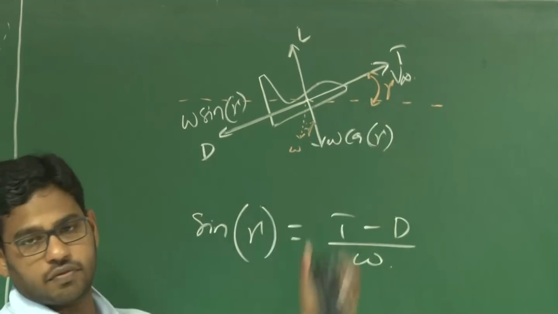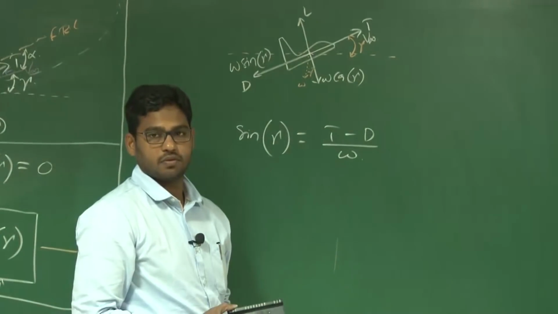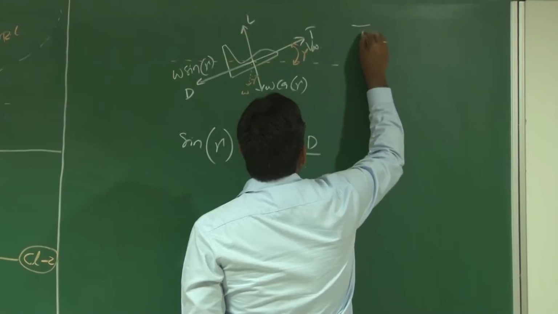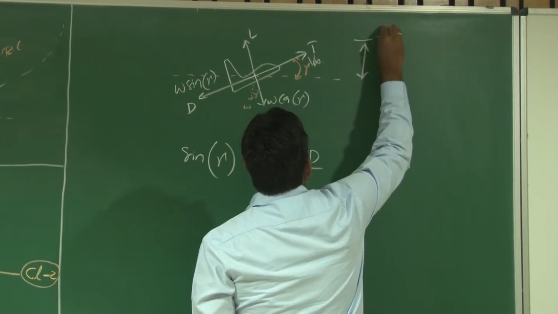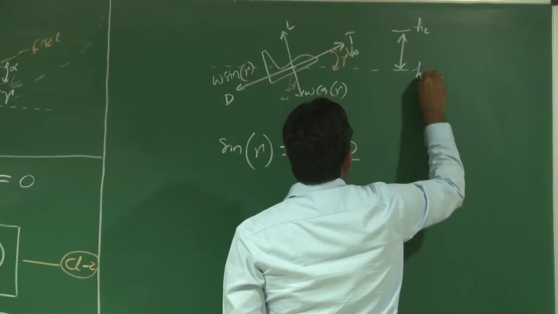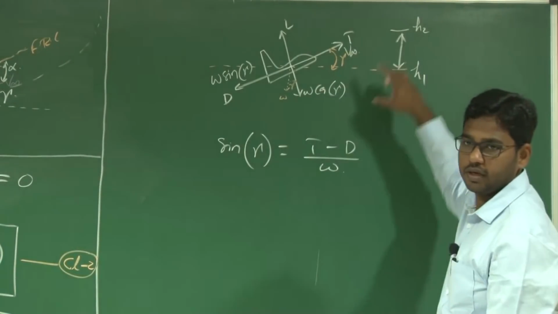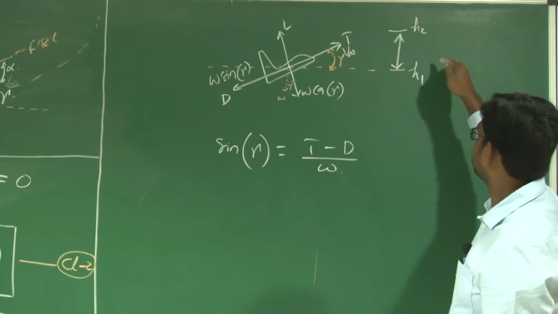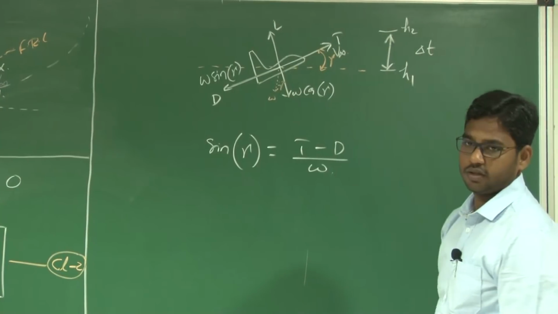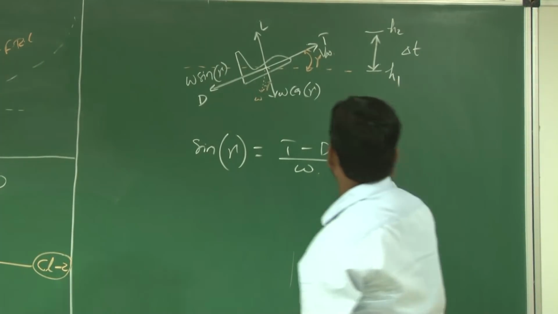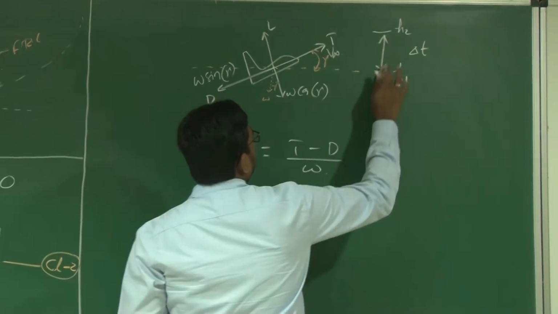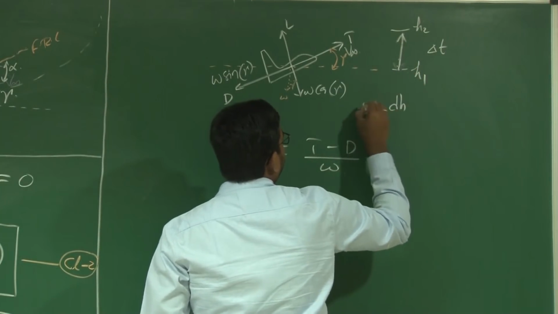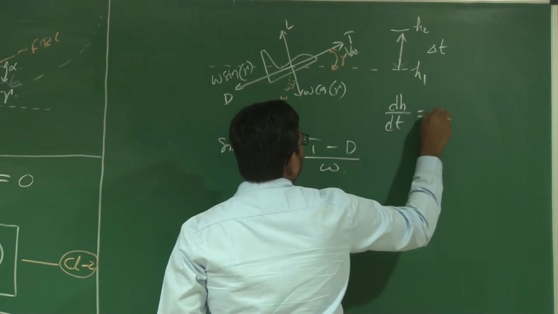So what are the factors that affect this gamma? Say if I want to reach a particular altitude H2 from an altitude H1, how fast I will reach this altitude is known as rate of climb. Say I want to reach within a time delta T, right? How fast I reach from altitude H1 to H2 is given by dH by dt, which is H dot.